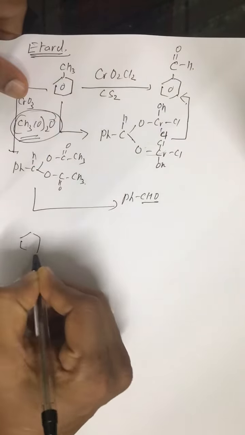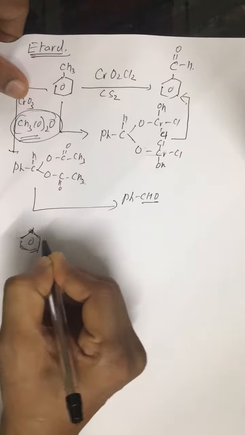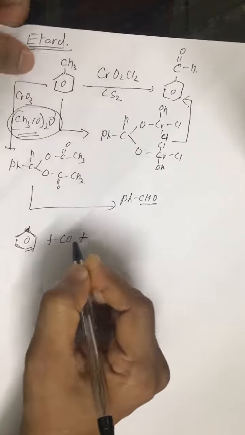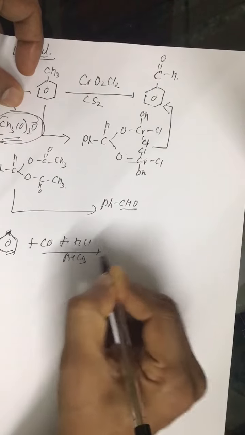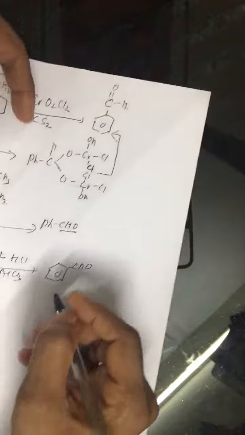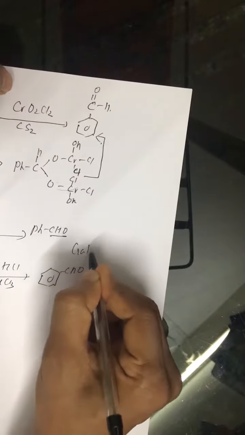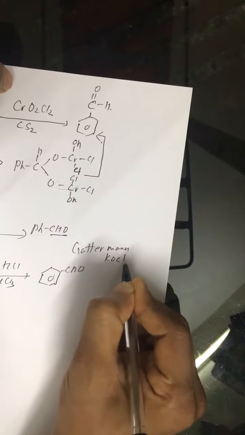And then we have Gattermann, that is benzene, which is treated with carbon monoxide and HCl in the presence of AlCl3. We get benzaldehyde. This is called Gattermann-Koch reaction.